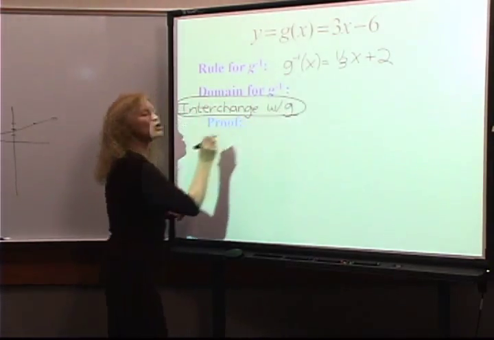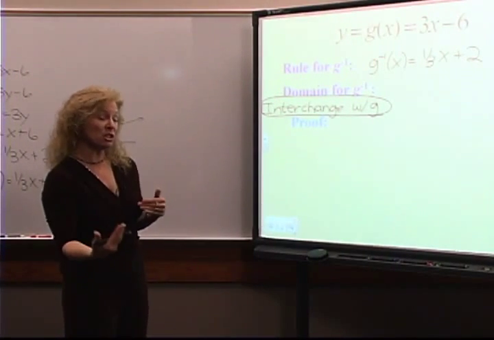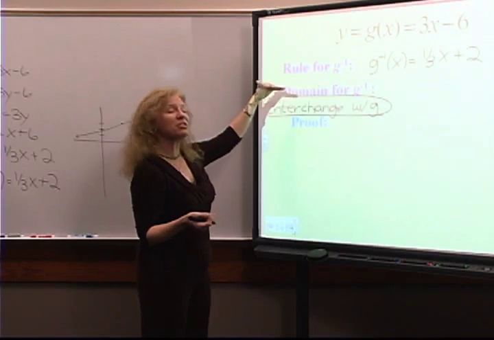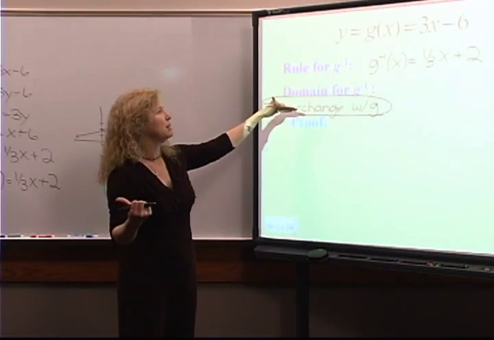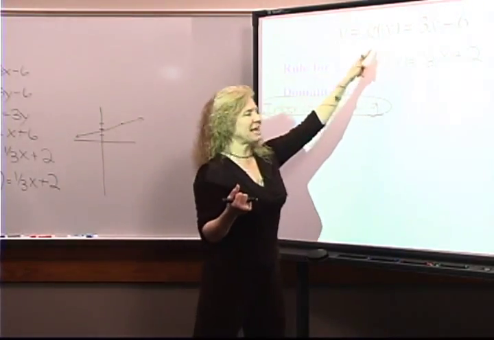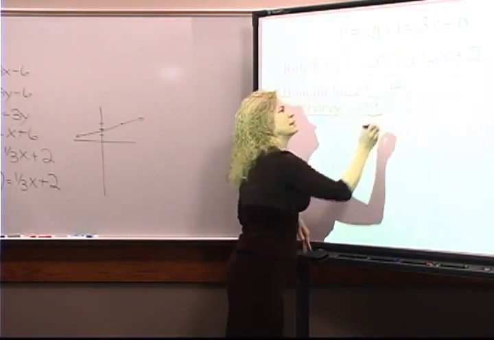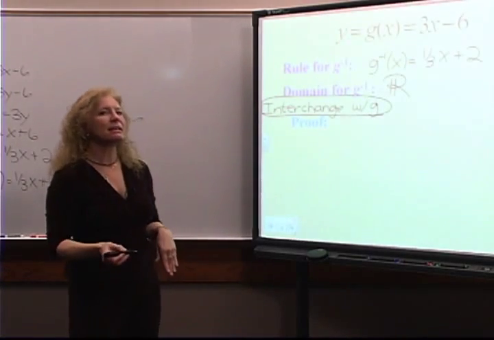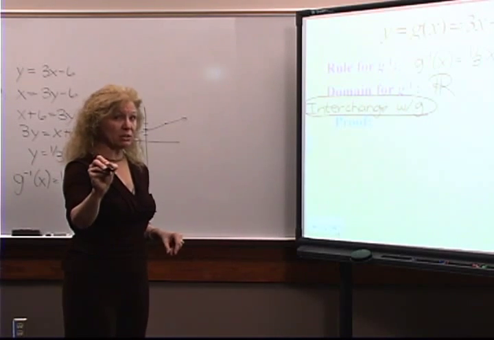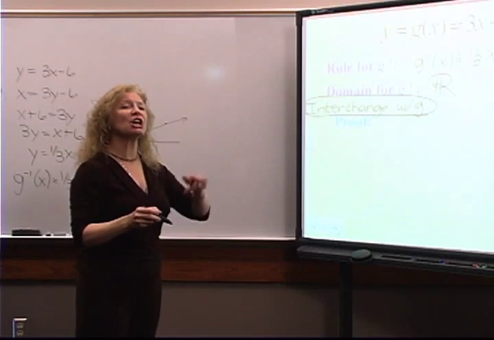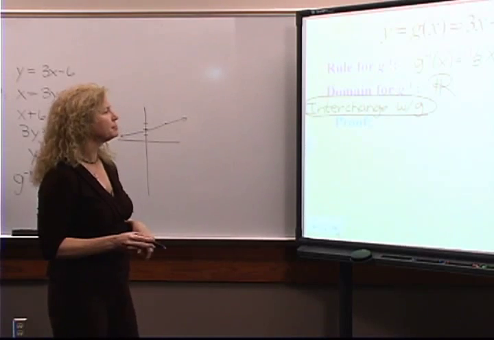You actually interchange your domain and your range with g in order to get the domain and the range of g inverse. Meaning, if I want the domain of g inverse, I go looking at the range of g. And the range of g, that nice straight line, went all the way through the reals. So this guy's domain is the set of all reals. But the reason the domain is the set of all reals is because the range of g was all reals. Please do heed my advice on that.